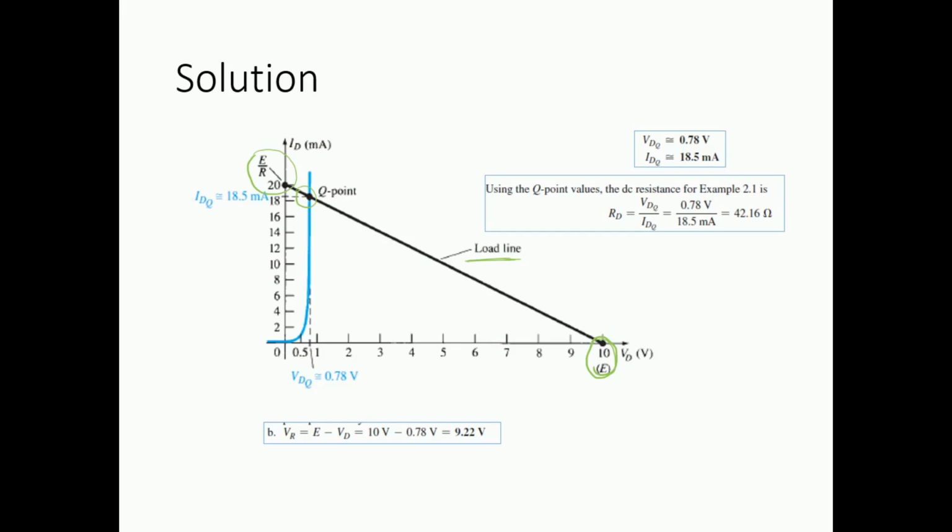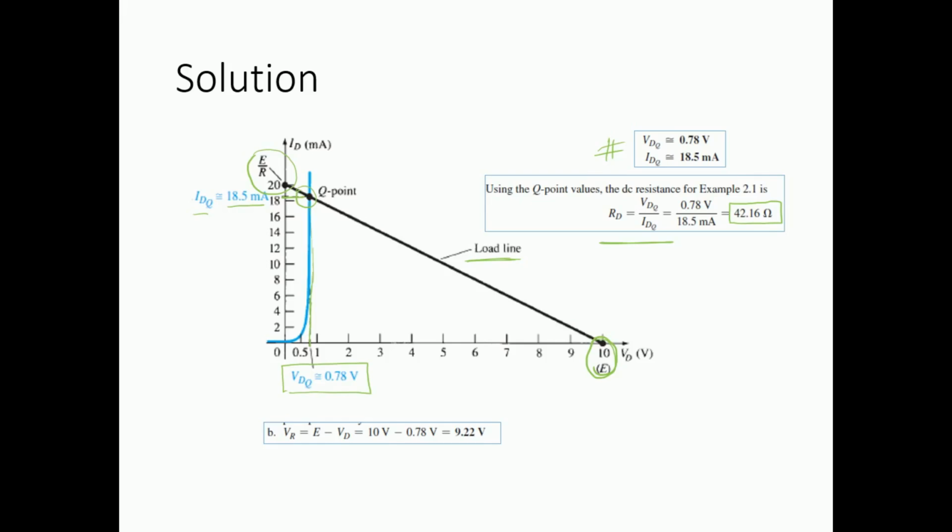Once we have figured out the Q point, the next step is to find the unknowns, VDQ and IDQ. From this Q point, if we extend our axis, we get the value of IDQ, which is at 18.5 milliamps, and if we extend it towards the voltage scale, we get the value of VDQ at 0.78 volts, and thus we have figured out the required VDQ and IDQ for this numerical example. Finally, we can also find the resistance associated with this. We use the DC resistance equation to figure out that for this scenario, the resistance taken by the diode will be around 42.16 ohm. So this is how we find the load line, the Q point, associated voltages and currents, and if you want, we can find the resistance.